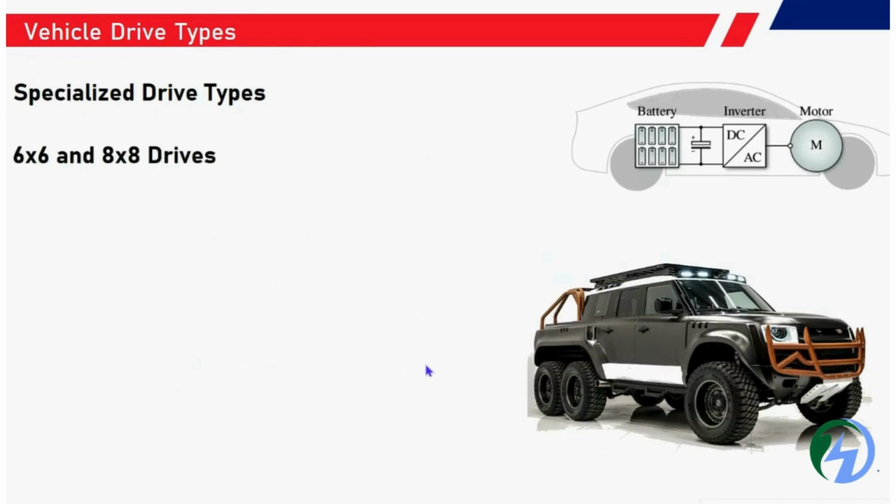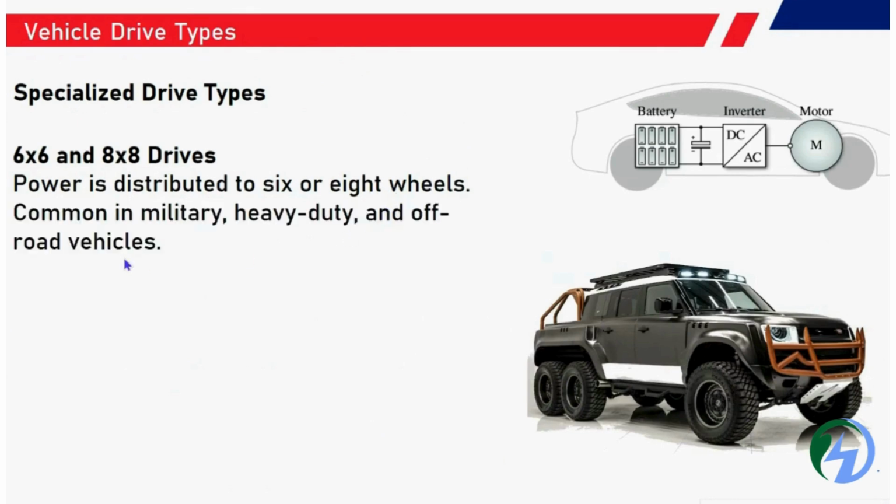And there are specialized drive types like the 6x6 and 8x6 drives. Power will be distributed to the 6 or 8 wheels, as we discussed earlier. Commonly, they are used in military, heavy-duty and off-road vehicles.